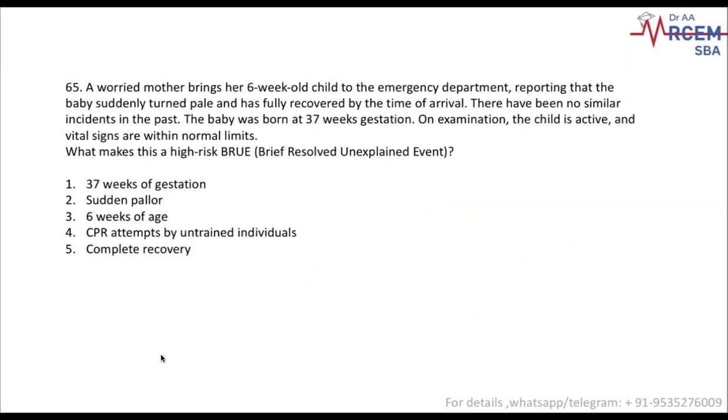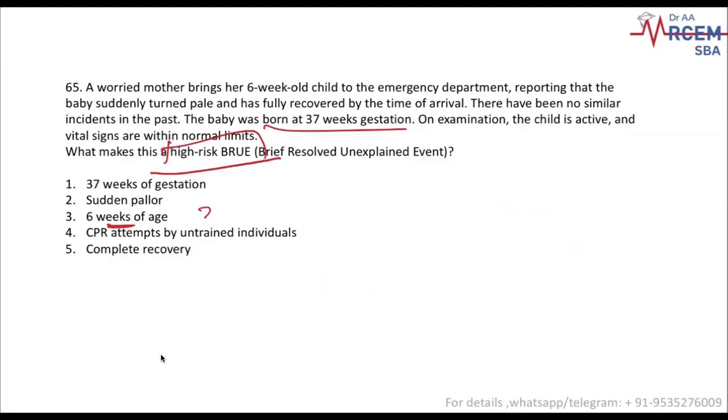A worried mother brings a 6-week-old child to the ED, reporting that the baby suddenly turned pale and was fully recovered by the time of arrival. There have been no similar incidents in the past. Baby was born at 37 weeks of gestation. On examination, the child is active and vitals are completely stable. What is the high risk for BRUE? They are asking. Age of 6 weeks.